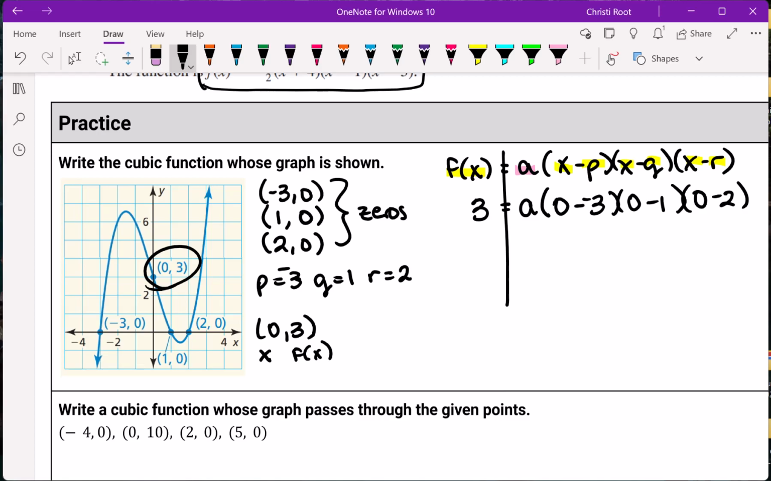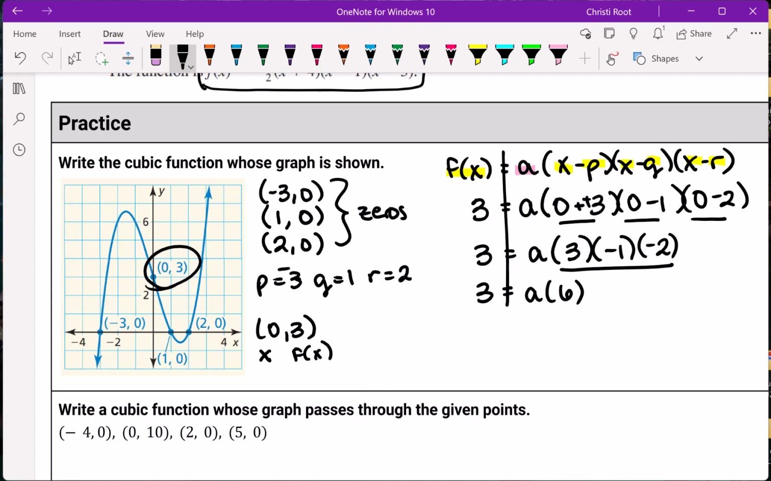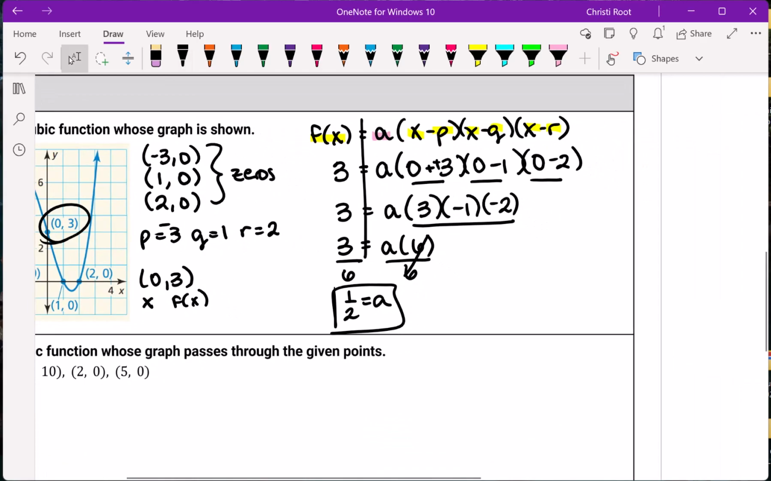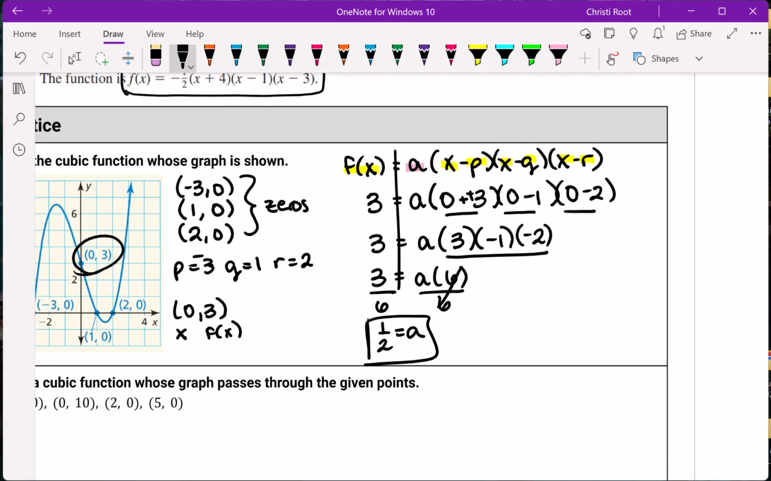All I need to do is simplify these 3. It'll be 3, -1, and -2. Multiply those together, and you wind up with 6. Then to get A, divide both sides by 6, and you wind up with 1/2. All right, almost done. All you have to do now is go back and look at this form you started with, and substitute everything except for f of x and x.